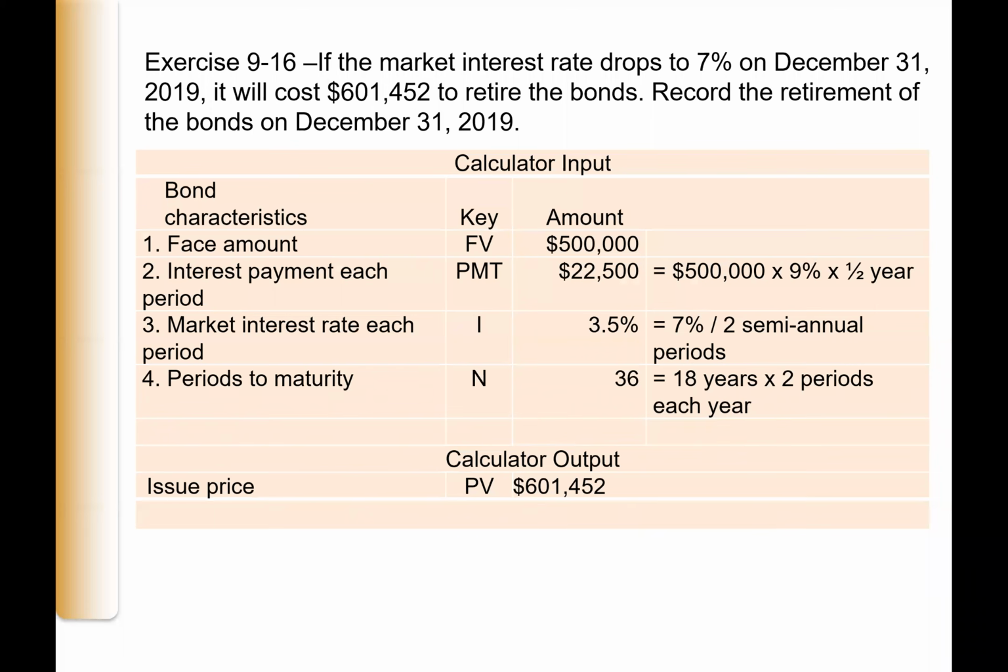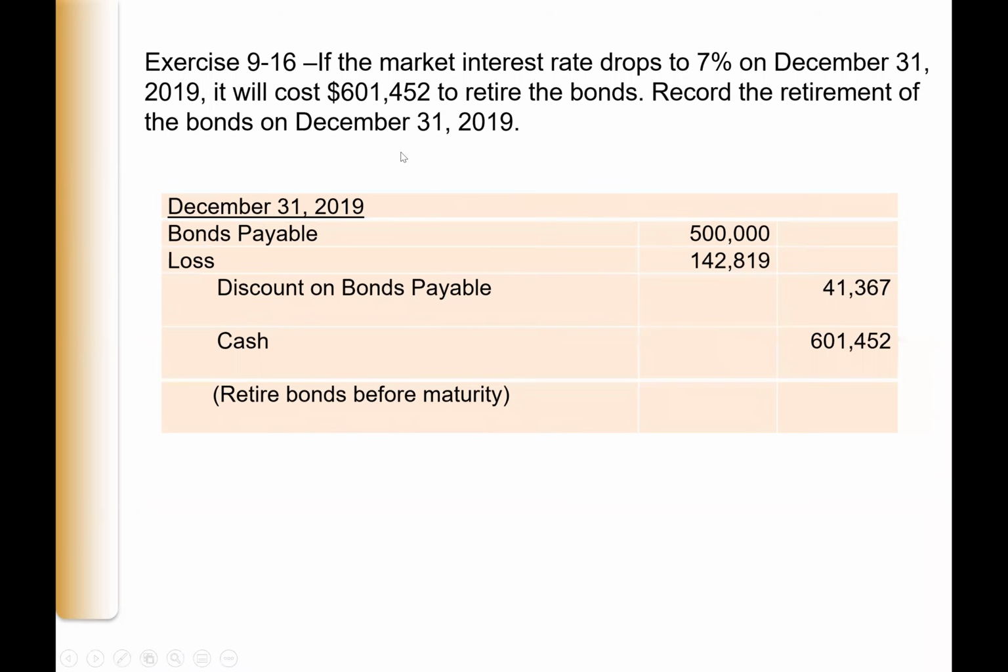Then to record these, in this case, it says, if the market interest rate drops to 7% on December 31st, 2019, it will cost $601,452 to retire the bonds. Record the retirement of the bonds on December 31st, 2019. So we know what we have to pay, the $601,452.